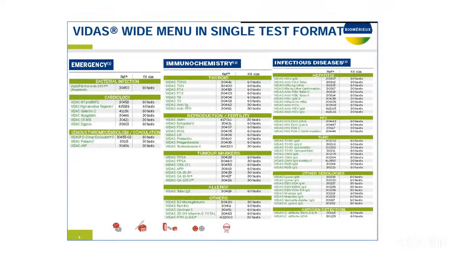What do you call the menu for the Vidas? You can see from the emergency side, Procal is one very important test. Cardiology and thyroid profile are very important for us. The hepatitis B profiles are also important.